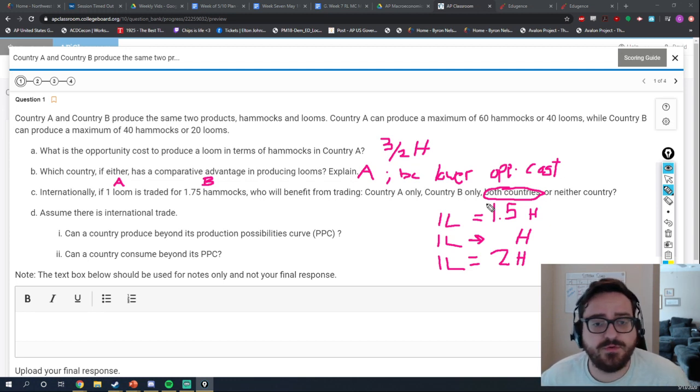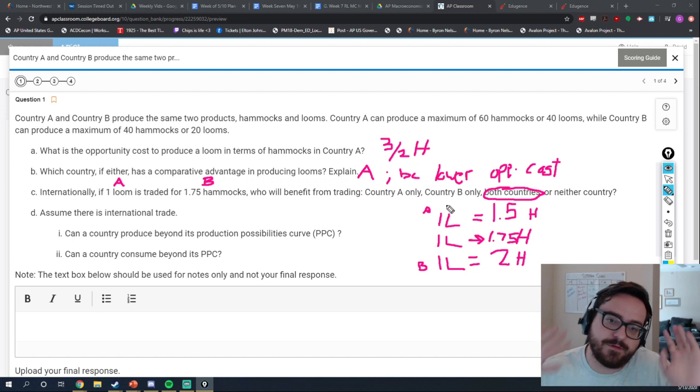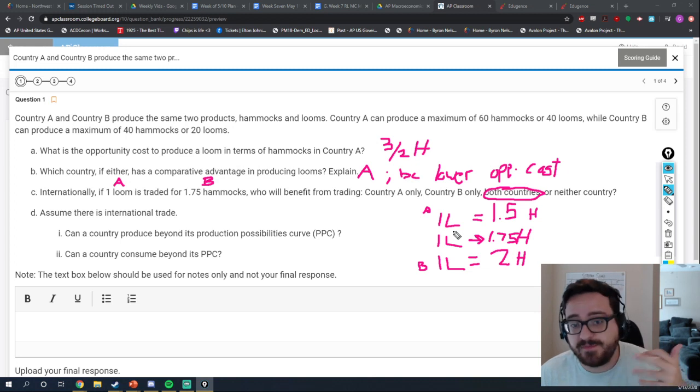Here's the cool thing. This one didn't ask you to explain it. Thank God. But if you had to, it's good to know how to. So they gave me 1.75. How is this good for both? Well, this up top was country A's opportunity cost, right? So that's A's opportunity cost. This bottom one was country B's opportunity cost. And I mentioned that country A is making the looms, right? So country A on its own is doing its whole thing, by itself. And they give up one loom because they want to start getting hammocks. They give up one loom and they get back 1.5 hammocks because that's their trade-off, right? Every time they produced one loom, they could have produced 1.5 hammocks. So when they give up the one, they get back 1.5.